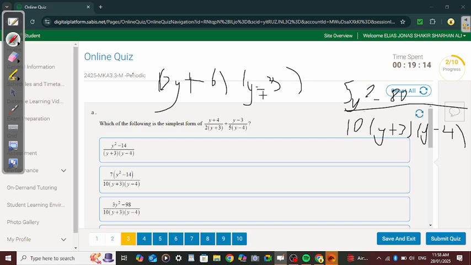2y multiplied by y is going to be 2y². 2y multiplied by −3 is going to be −6y. 6 multiplied by y is going to be 6y. So my −6y + 6y is going to get cancelled out. And then positive 6 multiplied by −3 is going to be −18.